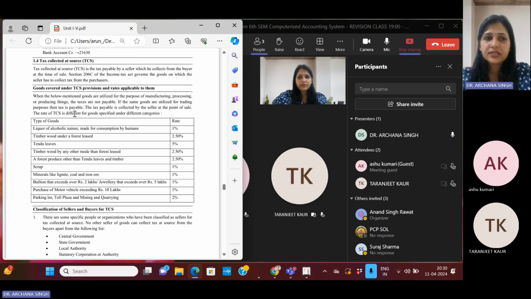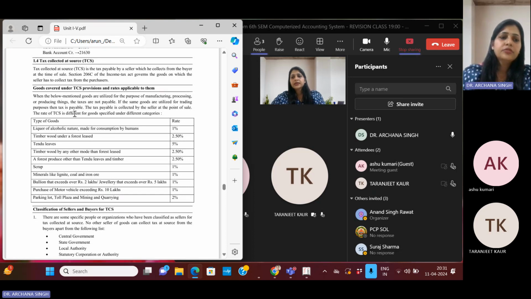Like type of goods, if it is a liquor of alcoholic nature made for consumption by human, the rate is 1% tax. Then timber wood under forest lease, 2.5% is the rate. Tendu leaves, 5%. Then timber wood by any other mode than forest lease, 2.5%. Forest produce other than tendu leaves and timber, that is 2.5%. Scrap, 1%. Minerals like lignite, coal and iron ore, that is 1%.